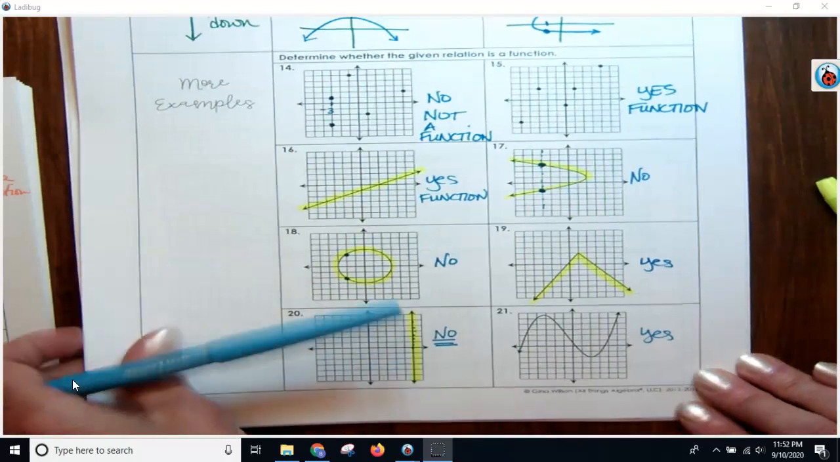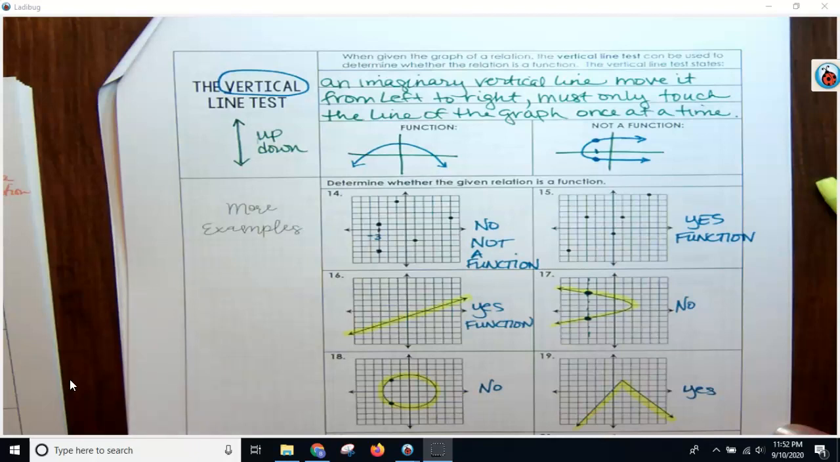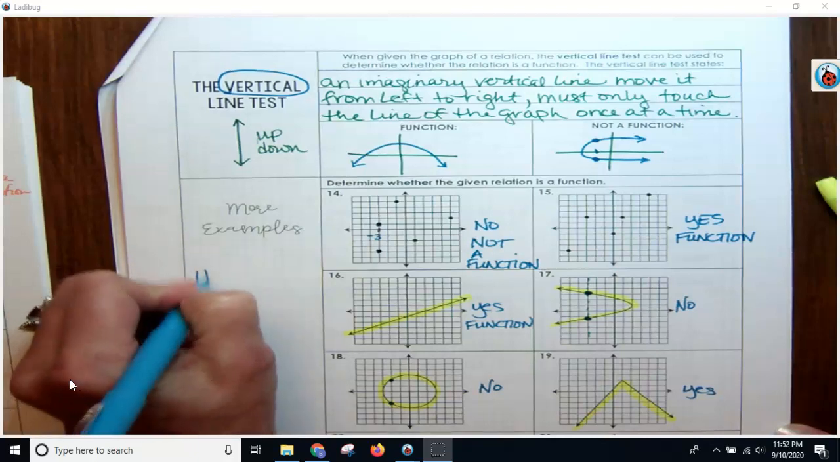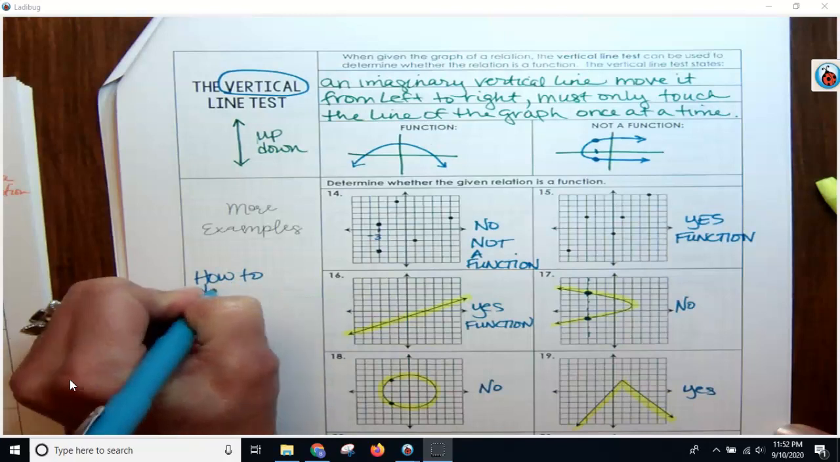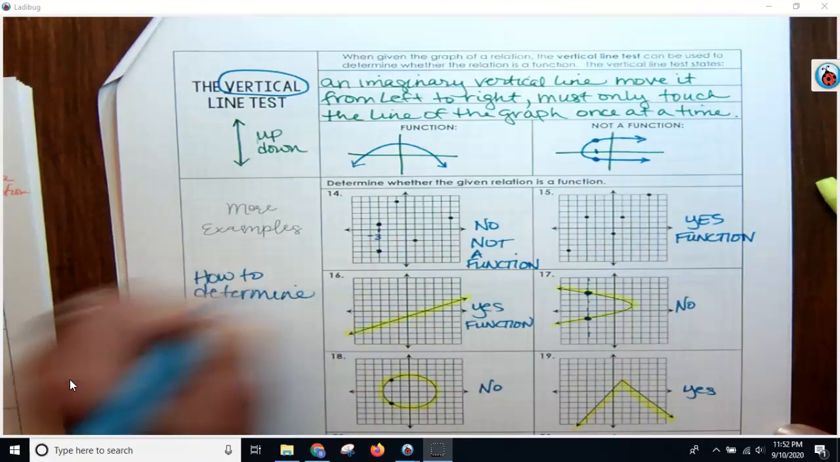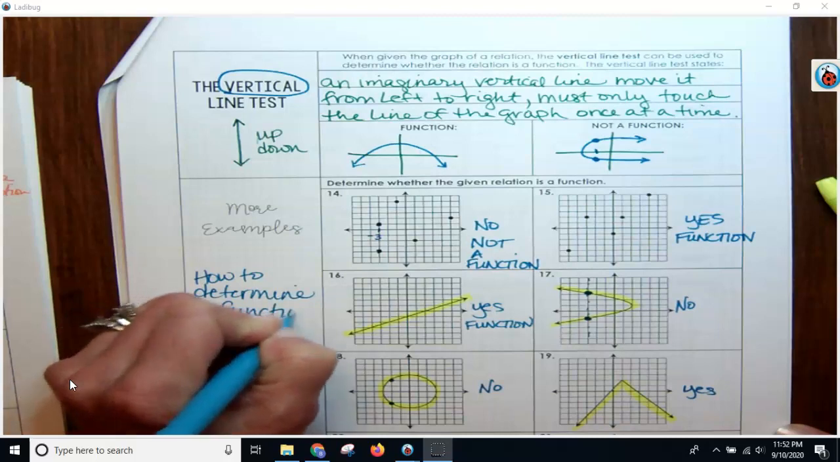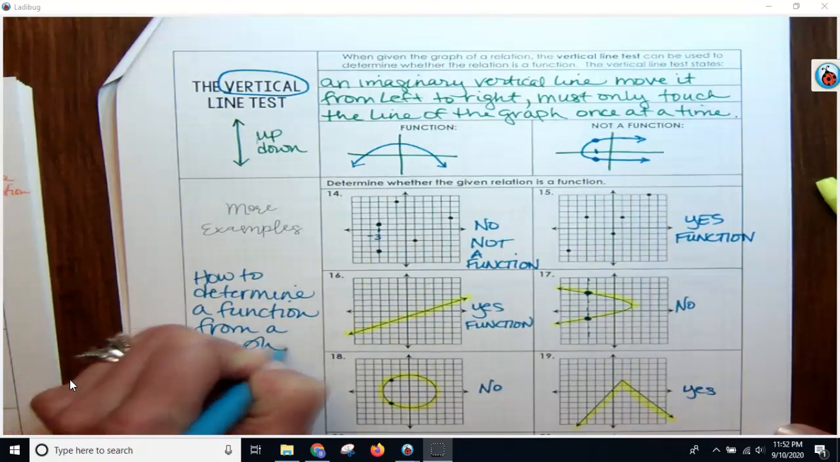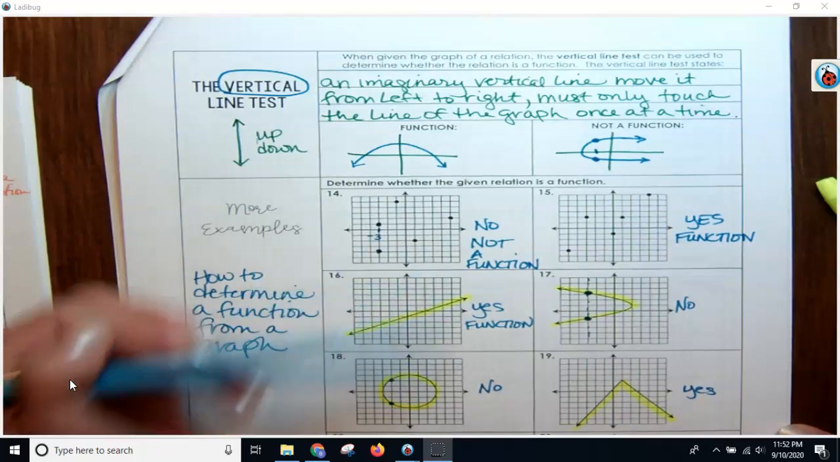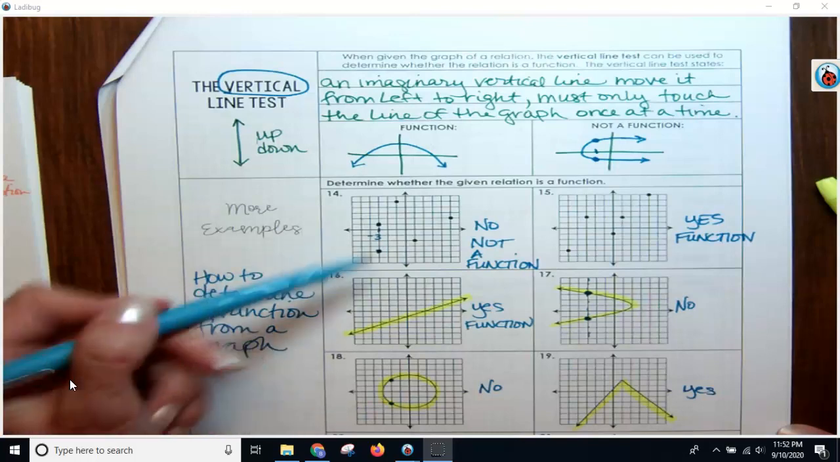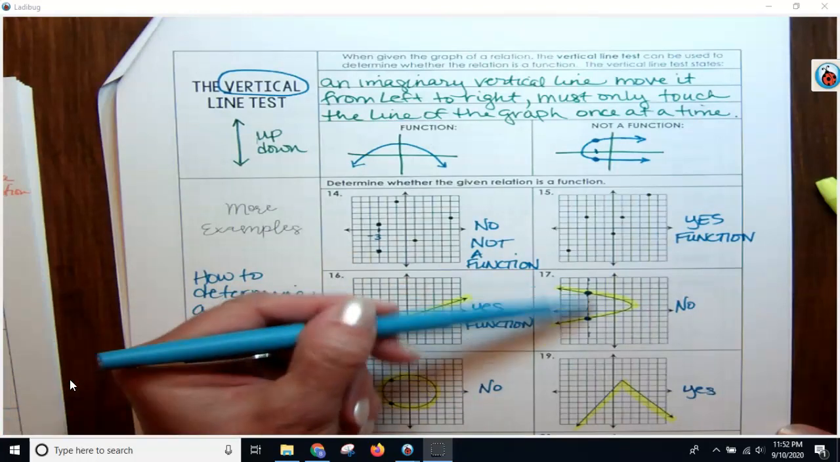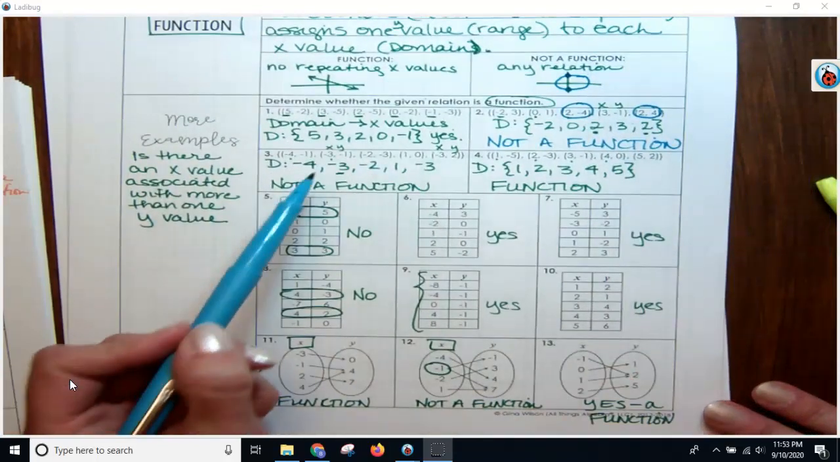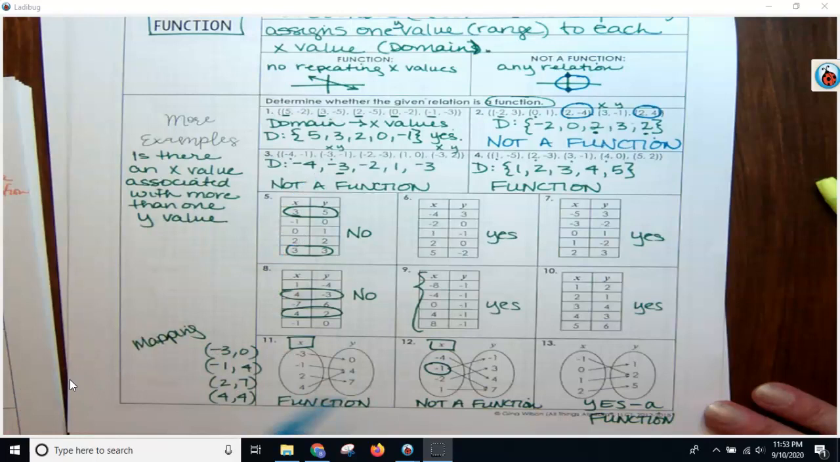All right, so that's it for this. You've learned about the vertical line test, determining a function from a graph, right? Visually or from a graph. You just use the vertical line test. If it passes, then yes, it's a function. If it doesn't pass, then no, it's not a function. And you've learned how to determine functions from ordered pairs, tables, and mapping.